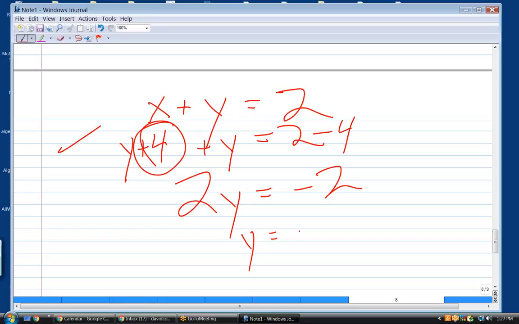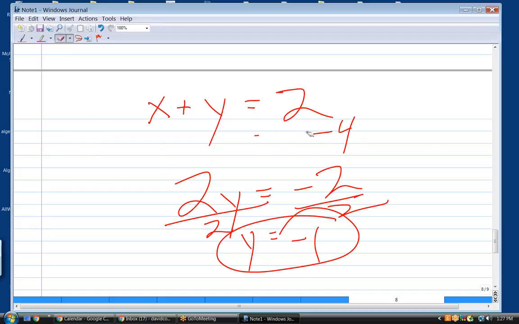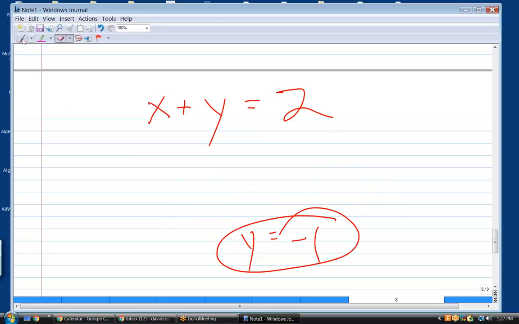What do we have to do to the y to get it by itself? Always the last step is to divide by that coefficient. Yes, minus 1. There you go. Same answer as we got when we did it the other way. Now we still have to solve for x. We know that's what x plus y is equal to. So how do we solve for x? Once we've solved for y, that's only half the job.